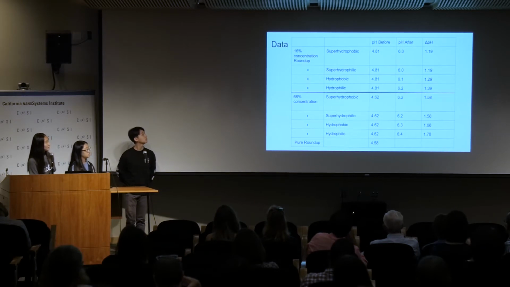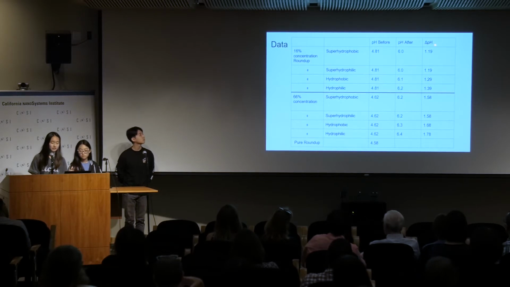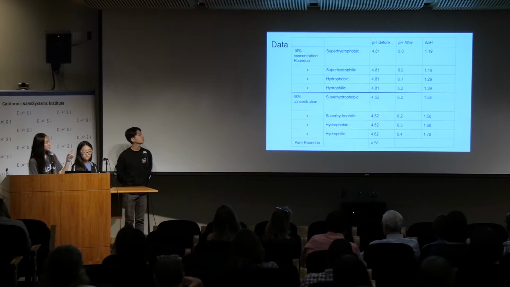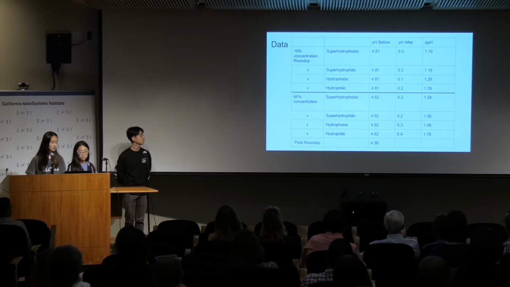And after filtering it through the 4 different filters, we got the numbers in the middle pH column. And the last column shows the change in the pH from before and after the filtration. And we can see here that the hydrophilic filter was consistently the most efficient for both concentrations.